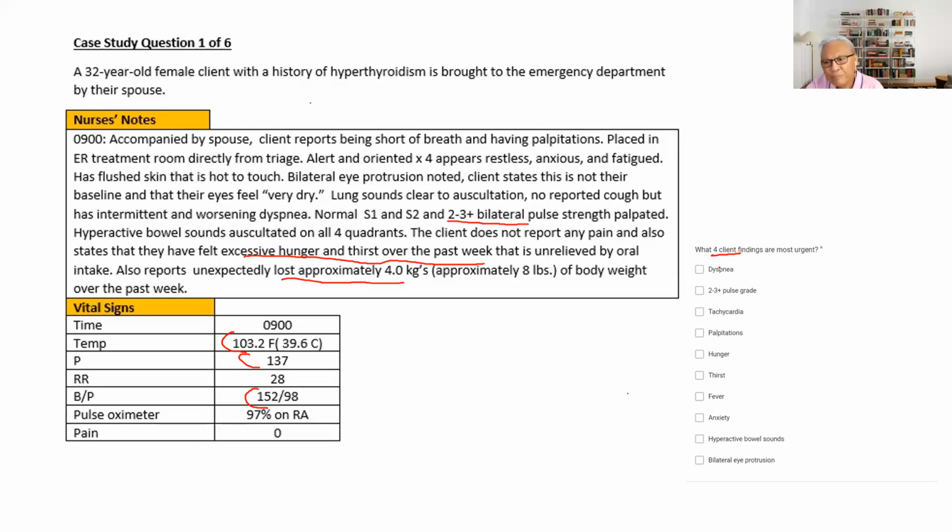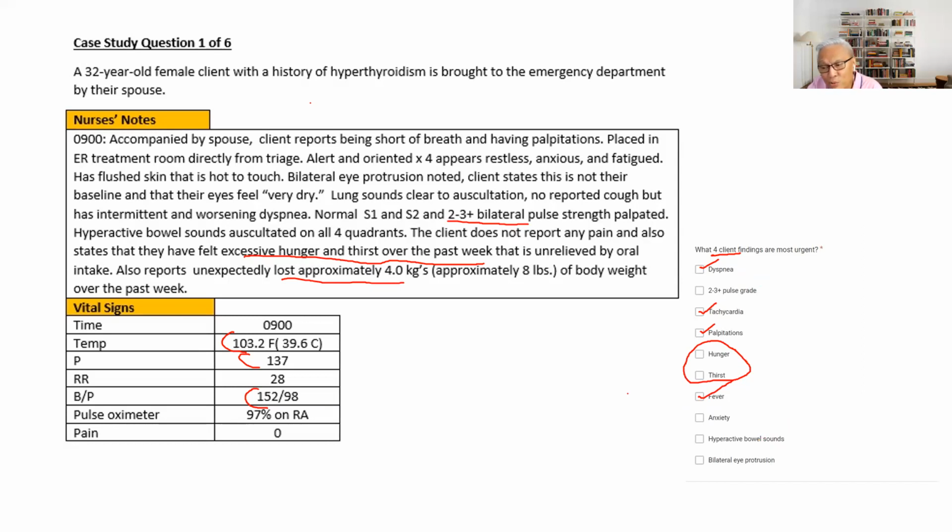Okay, so let's see. Would you be worried about her dyspnea? Obviously, I would be, right? So this is okay. Now, the 2 to 3 pulse grade is normal, so that is not going to be significant. But the tachycardia, I'm worried because it actually is a manifestation of your increase in thyroid hormones as well as palpitations. Hunger, thirst, that is going to be also okay, but not as critical as the fever, I think. So these are the 4 things that are going to be correct.